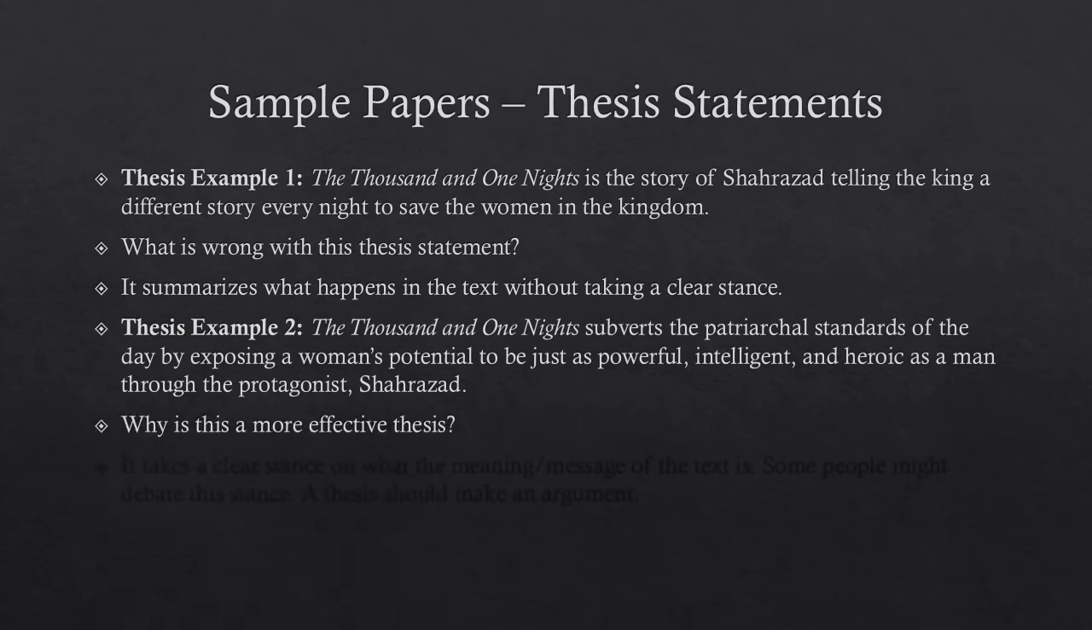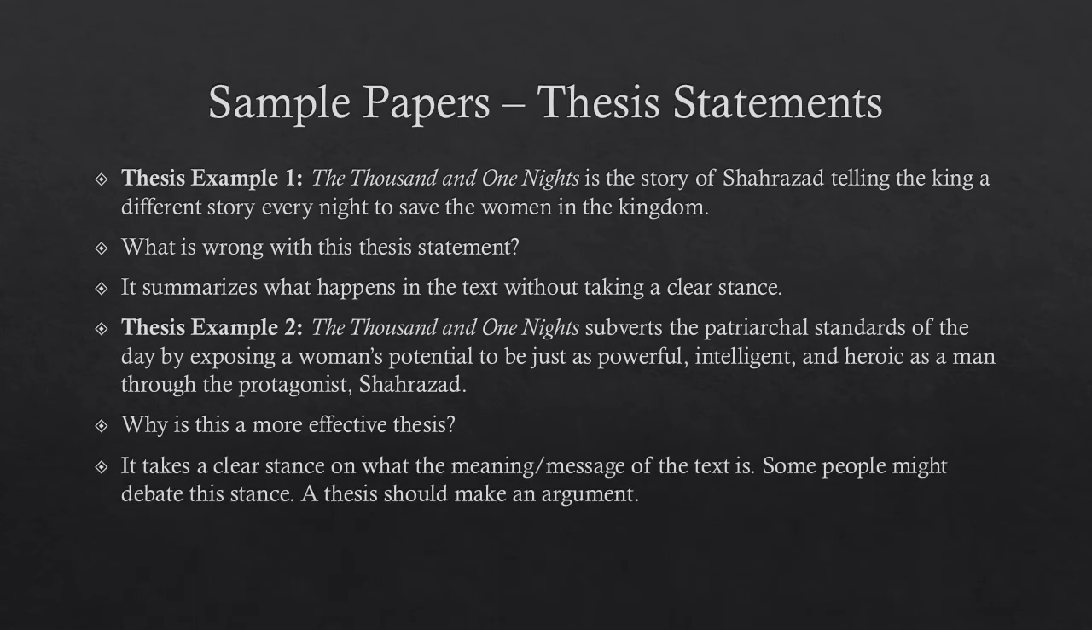It is definitely more effective, but why? Well, mainly it takes a clear stance. So there's clearly an argument here on what the meaning or the message of the text, in this case, the 1001 Nights, is. Some people might debate this stance. A thesis should make an argument. So one of the key words here is subverts. Some synonyms for subvert would be challenge or critique. So the 1001 Nights subverts the patriarchal standards of the day by doing such and such. By saying a text subverts or challenges or critiques something, you're clearly making an argument. You're saying this text itself takes a stance.